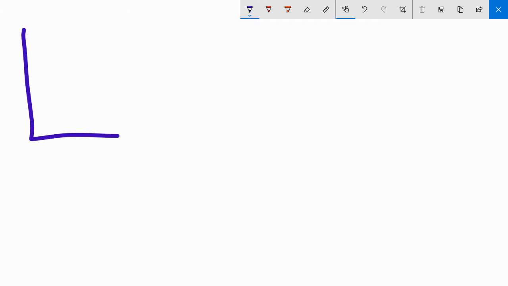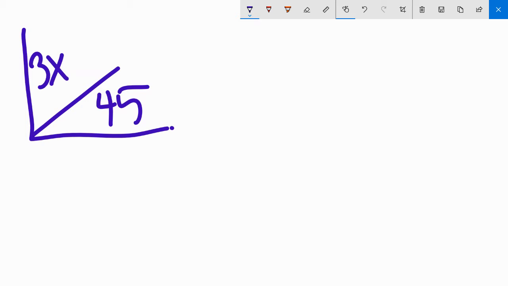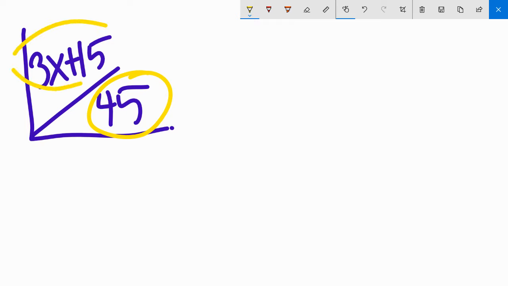Let's say we had complementary angles where one of the angles was 45 and the other angle was 3x plus 15. Okay, I'm going to also circle this so we can clearly see these are our two angles. So one angle is 45, the other angle is 3x plus 15.